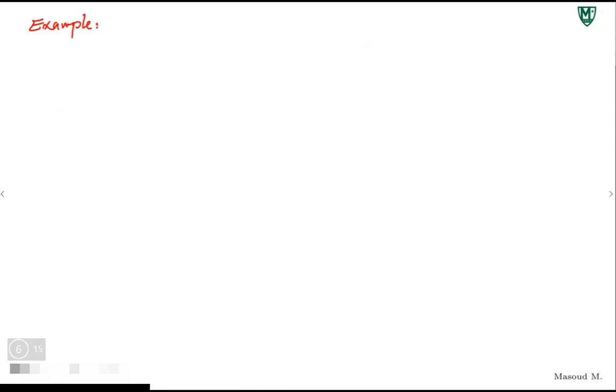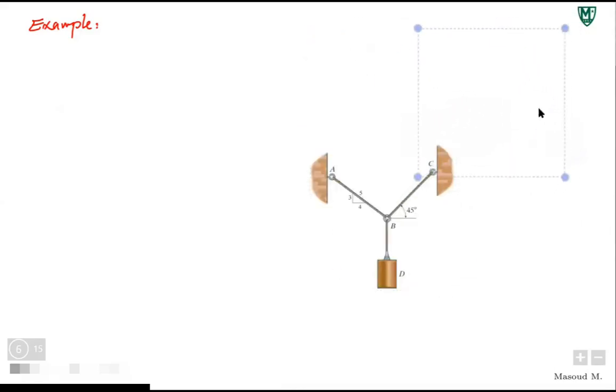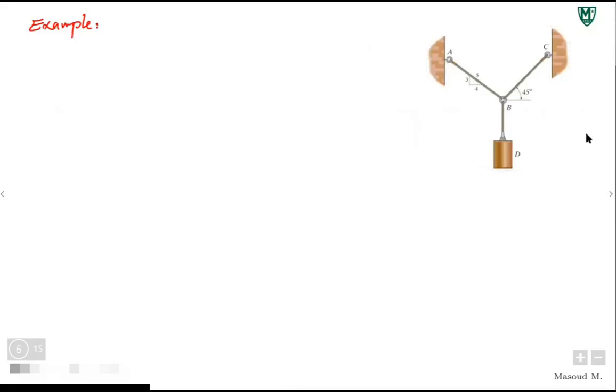Now, this example, let me bring that example here. We have a weight hanging by cables. Two cables there, cable AB and cable AC, connected to the ring B, and ring B is on this other side connected to another cable that is holding the weight at D. It's in a static equilibrium.